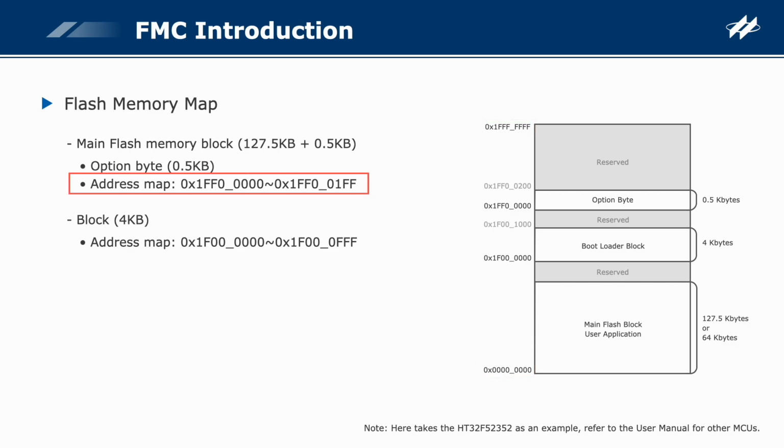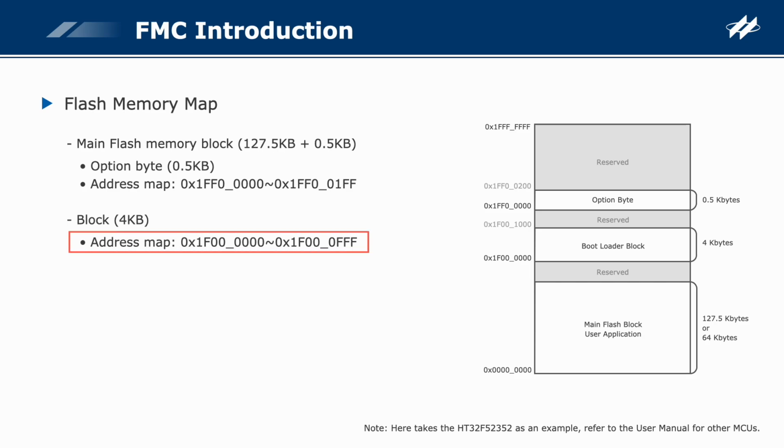Option byte address map ranges from hex 1FF00000 to hex 1FF001FF. Block address map ranges from hex 1F000000 to hex 1F000FFF.